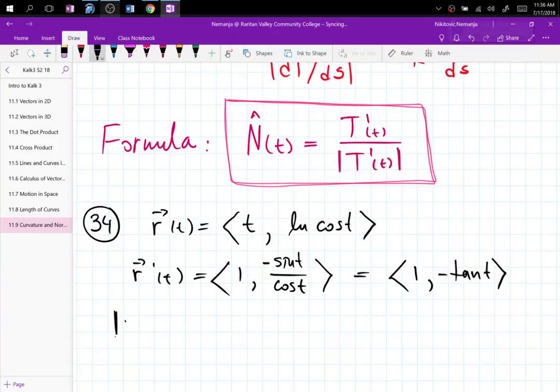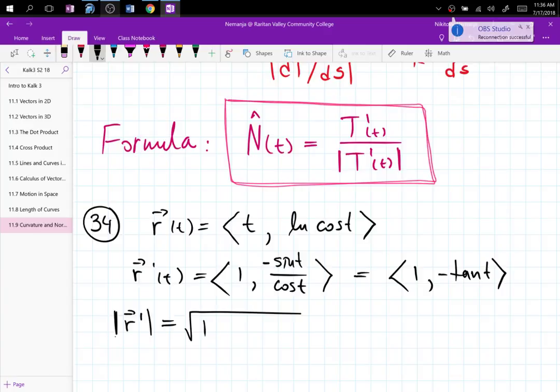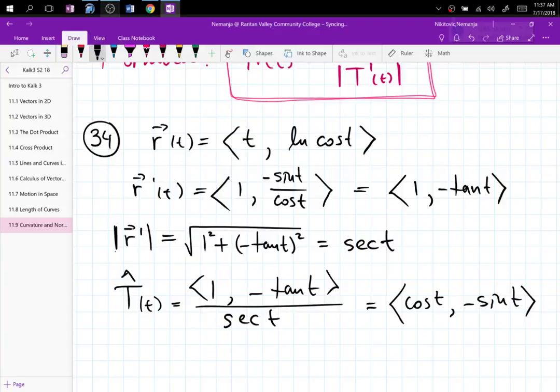The magnitude of r prime is the square root of 1 plus tangent t squared, and that is secant t. Then the unit tangent vector T is just cosine t, negative sine t. Nice. It will eventually show up over there.